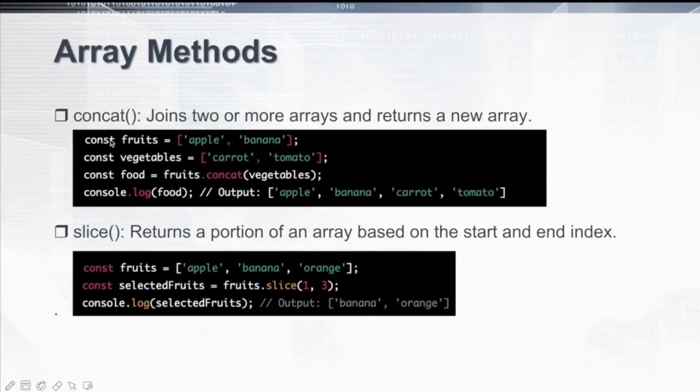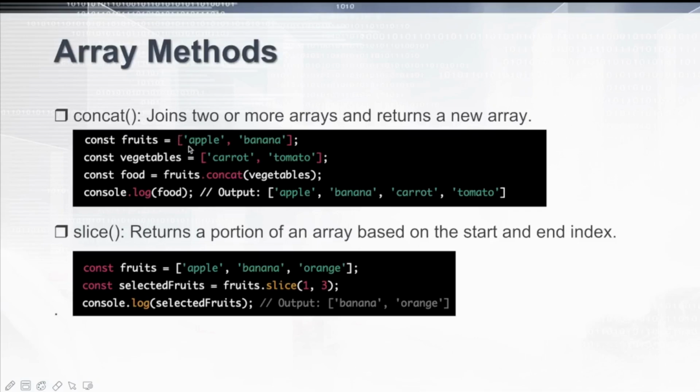So in this video, we're going to look at two array methods. We have the concat and slice. The concat array method is used to join or merge two or more arrays and returns a new array.